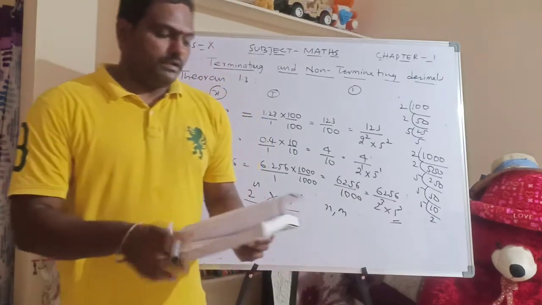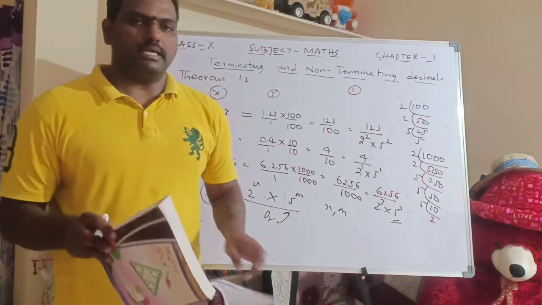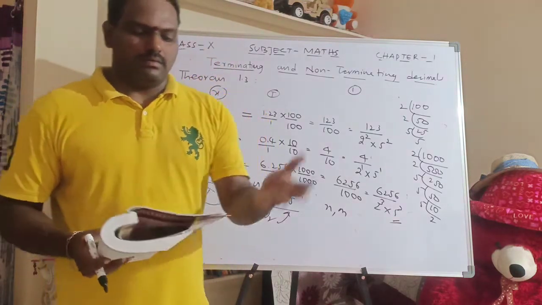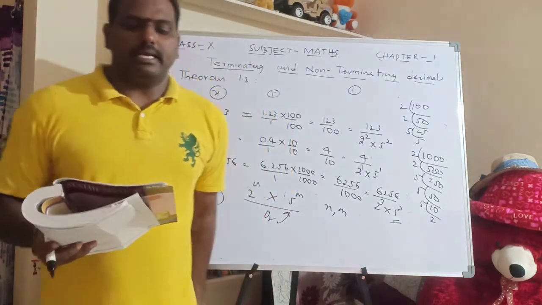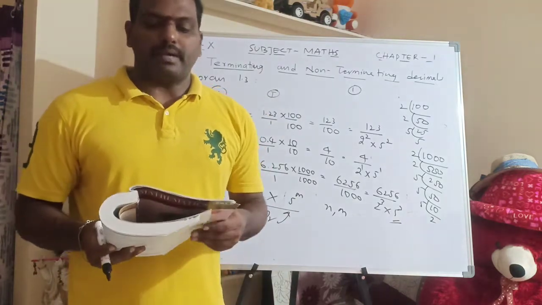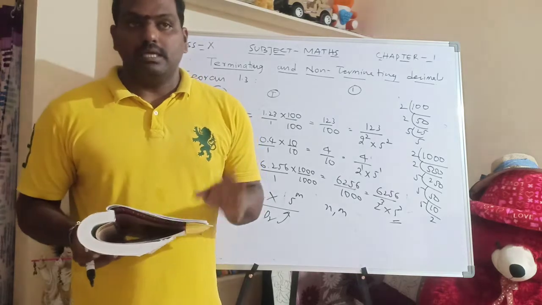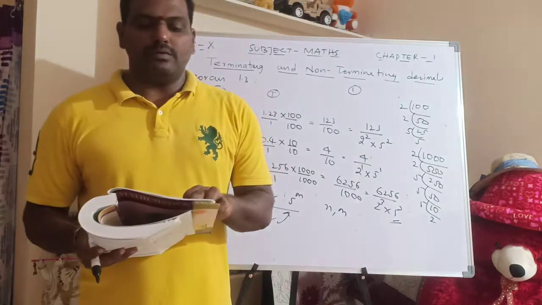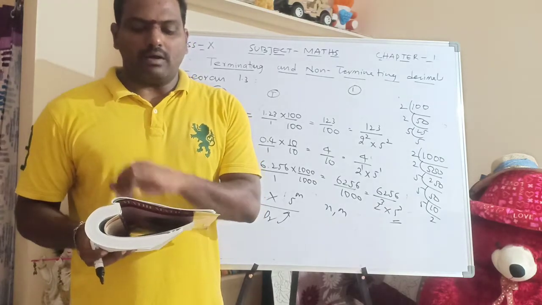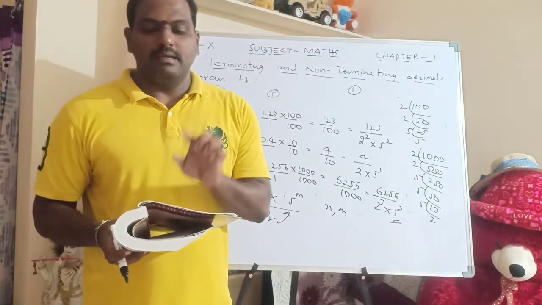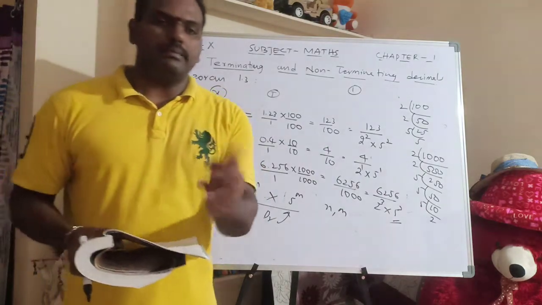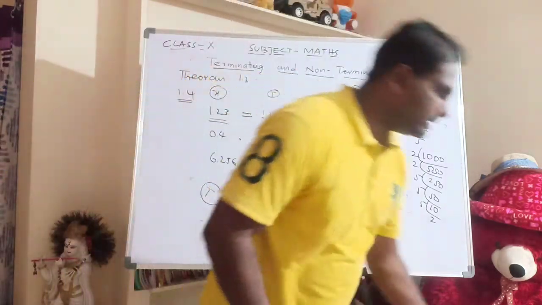Now, if you combine both these theorems, that is theorem 1.3 and 1.4, the statement is: let x is equal to p by q be a rational number such that the prime factorization of q is not in the form of 2 power n, 5 power m, where m and n are non-negative integers. Then x has a decimal expansion which is non-terminating. That's all. Those are the three statements.